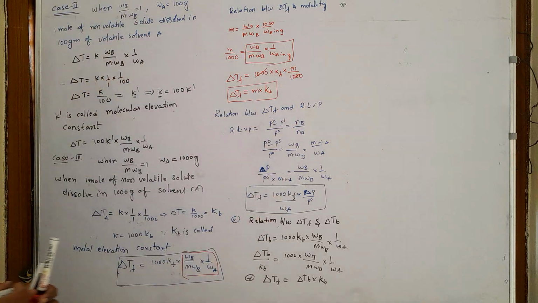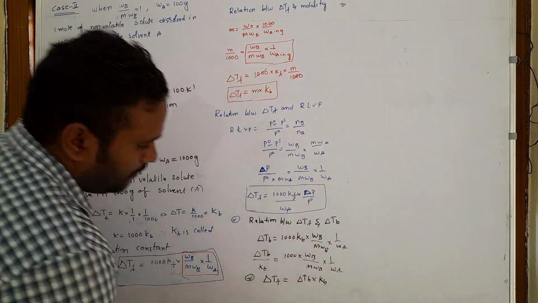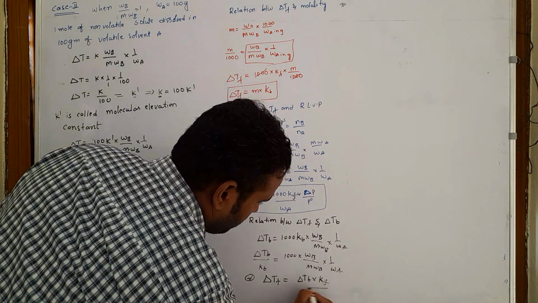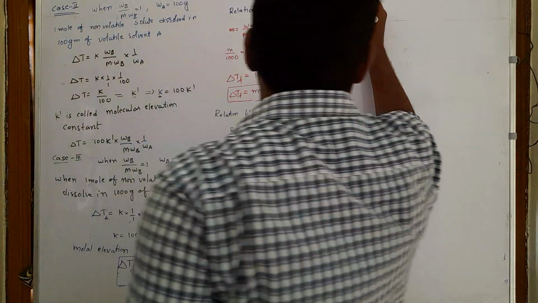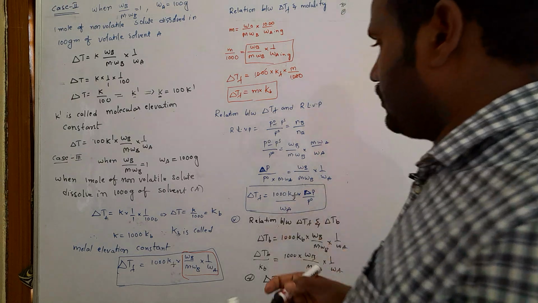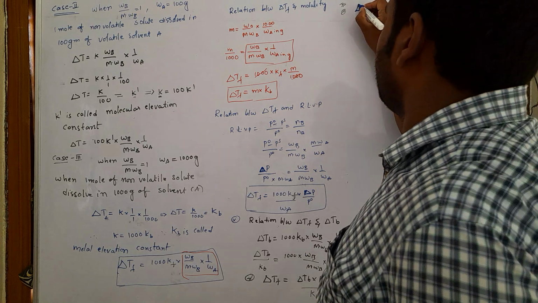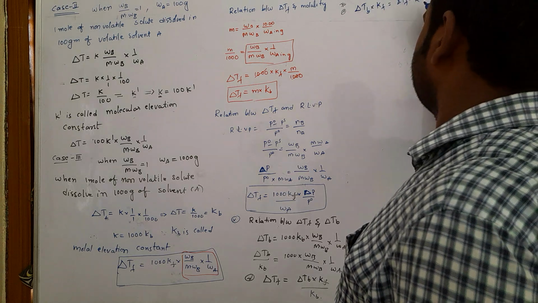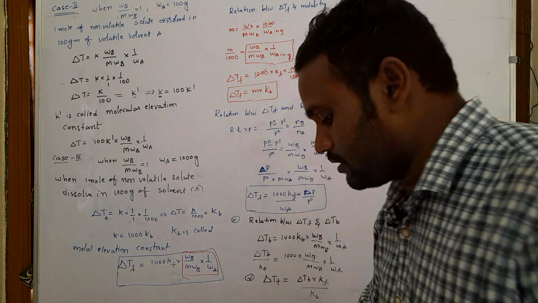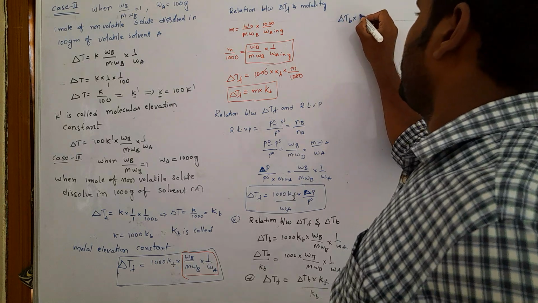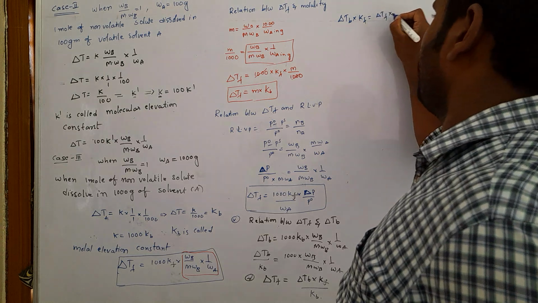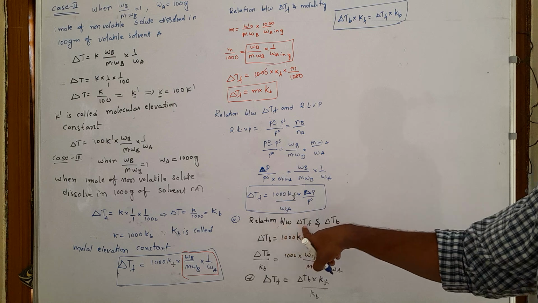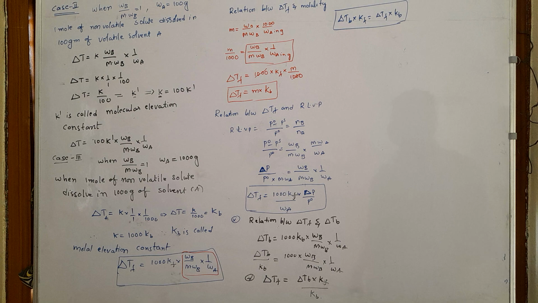here also this is not KB, it is KF. So here delta TB by KB, KF by KB. So therefore we can write delta TB into KF is equal to delta TF into KB. So we can write the equation delta TB into KF, that is equal to delta TF into KB. So this is the relation between delta TF and delta TB, means elevation in boiling point and depression in freezing point.